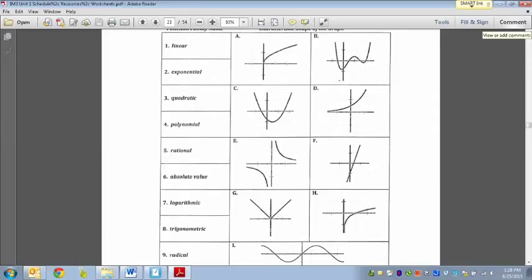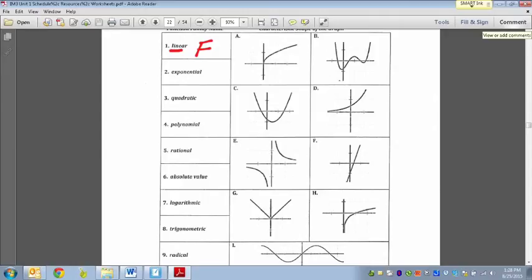So number one says linear, okay? So the key word there is line, and all these are lines, but again, by a line, we assume that it means a straight line. And look at letter F. Letter F has a nice straight line right there. So let's go ahead and say that F is linear.